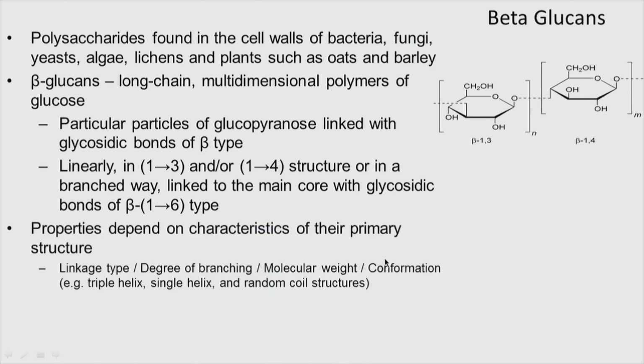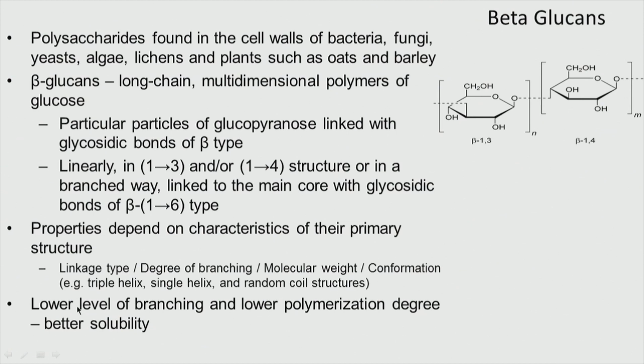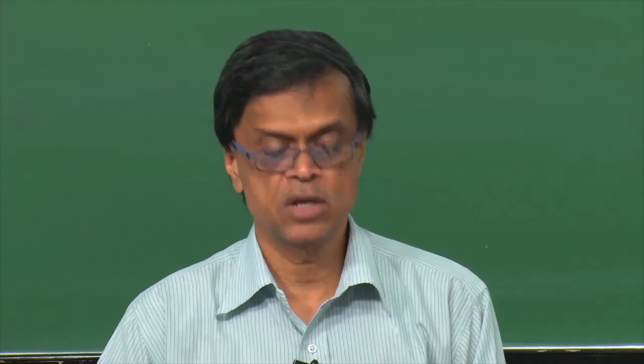So quite a lot of applications are already in use for these beta glucans. The characteristics depend on the linkage type, that means 1,3 or 1,4 or 1,6, and the degree of branching, because when you have 1,6 you can have branches. Then molecular weight: linear beta glucans can even be 60, 70 kilodalton. Then conformation, because these linear glucans can form triple helix, single helix or random coil, which gives them the gelling property that changes with temperature. Lower branching and lower polymerization degree give better solubility, but large molecular weight beta glucans are not water soluble, they are soluble only in formic acid or alkali.